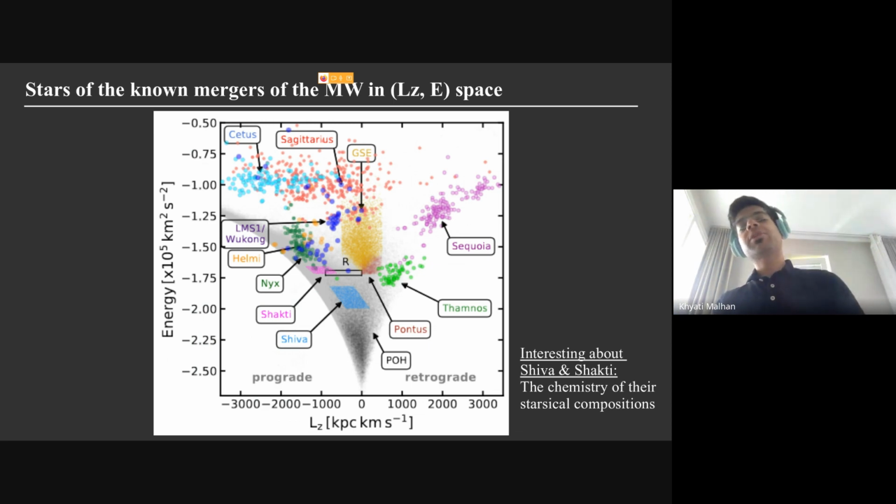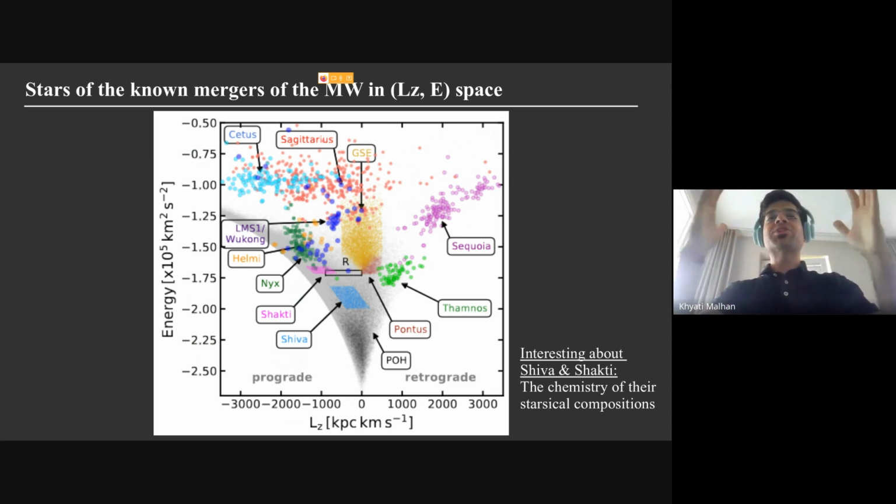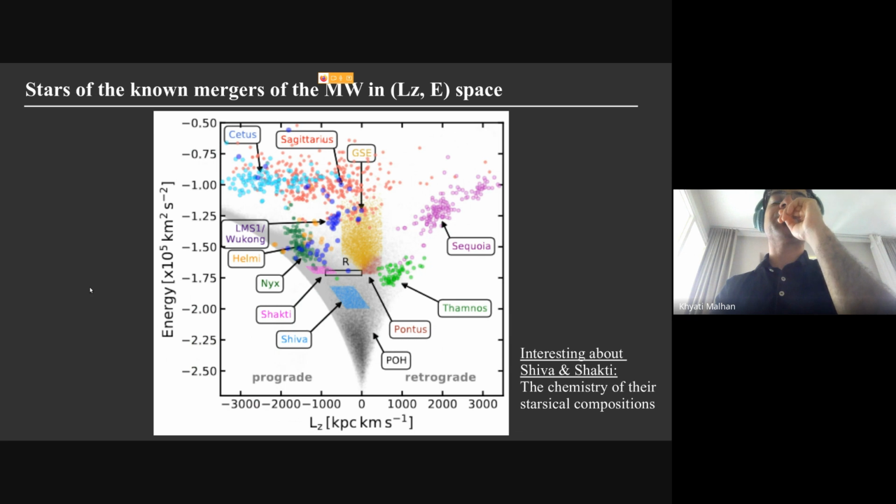And I think I've already shown you this diagram. This was kind of a summary diagram that we created, where basically all the mergers that we have detected so far in the LZE space are plotted here. So Sagittarius, maybe you're aware of this, there's a stream of stars wrapping around the galaxy that's called Sagittarius stream, and those stars are plotted here.